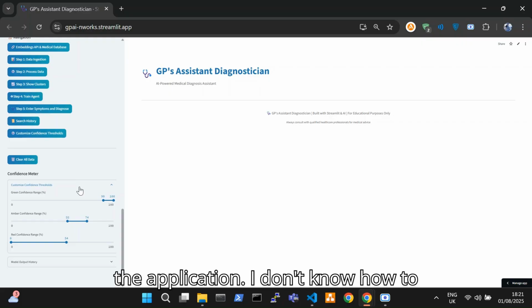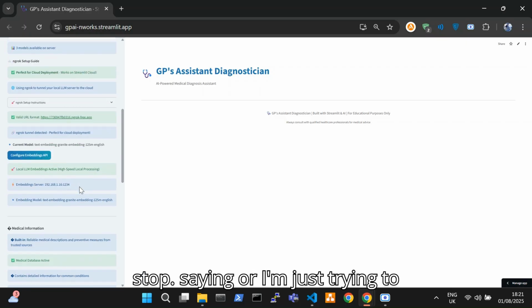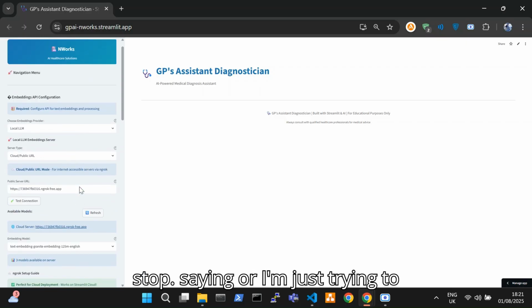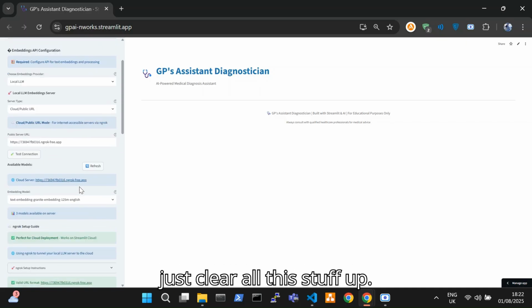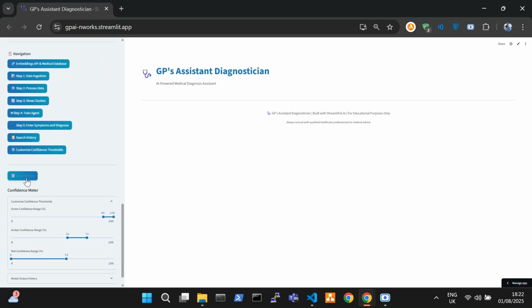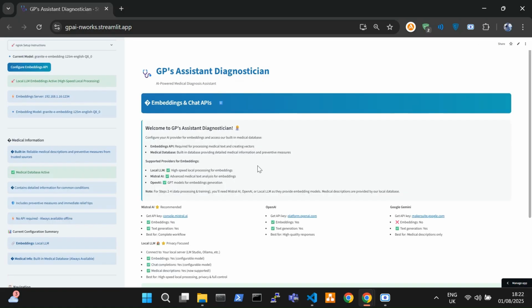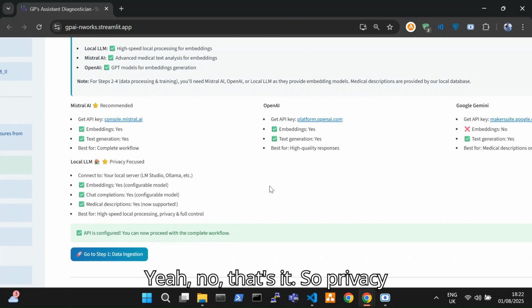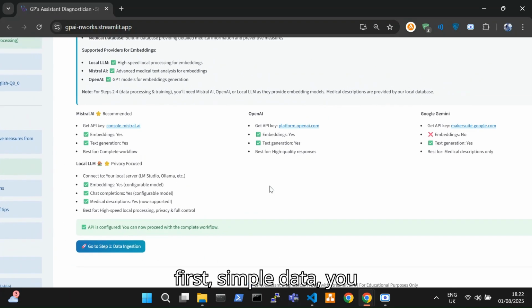So yeah, this is the application. I'm just trying to think if I've missed anything. Let me just clear all of this stuff up. Yeah, no, that's it. So: privacy first, simple data, and also easily integrable with your common AI service providers.